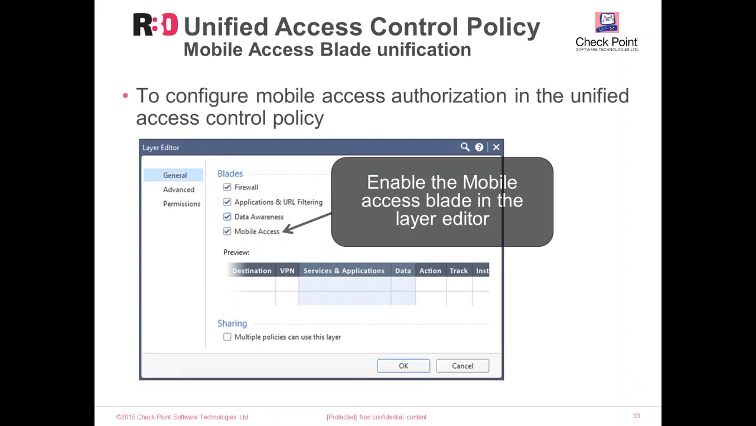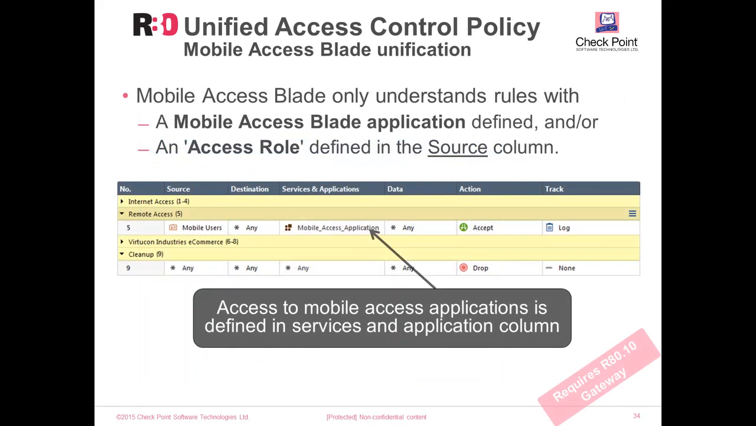Also, to control mobile access authorizations in the Unified Access Control Policy, I need to activate that blade on the layer. So I open my layer editor, I enable the layer for mobile access, and I press OK, and this will then allow me to create a unified policy with mobile access rules as well. So I had two steps. I need to activate it on my gateway object, and then I need to activate it on the layer where I want to use mobile access applications. And yes, this will require an R80.10 gateway.